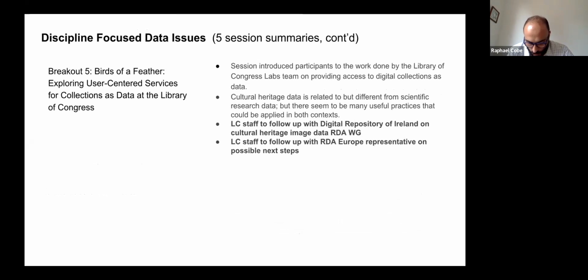Next is another BOF, exploring user-centered services for collections as data at the Library of Congress, the LC. Their takeaway is that LC staff will follow up with the Digital Repository of Ireland on cultural heritage image data RDA working group. So they're going to follow up with this working group. Next, staff will follow up with the RDA Europe representative on possible next steps.